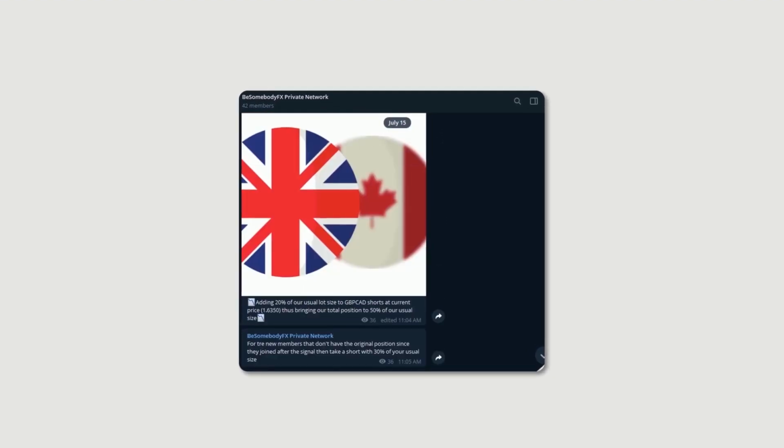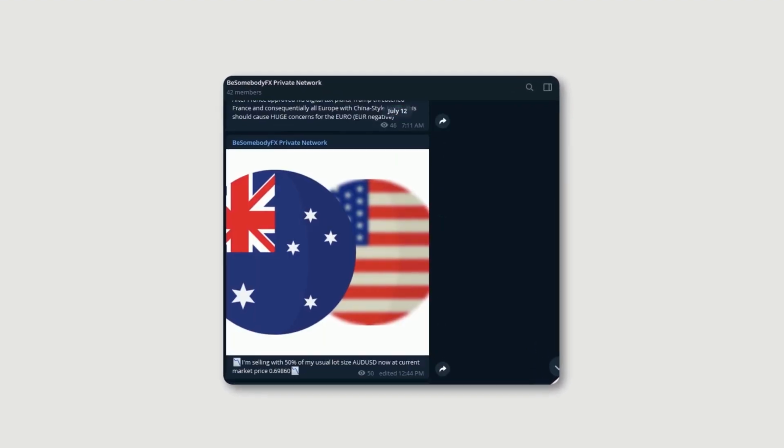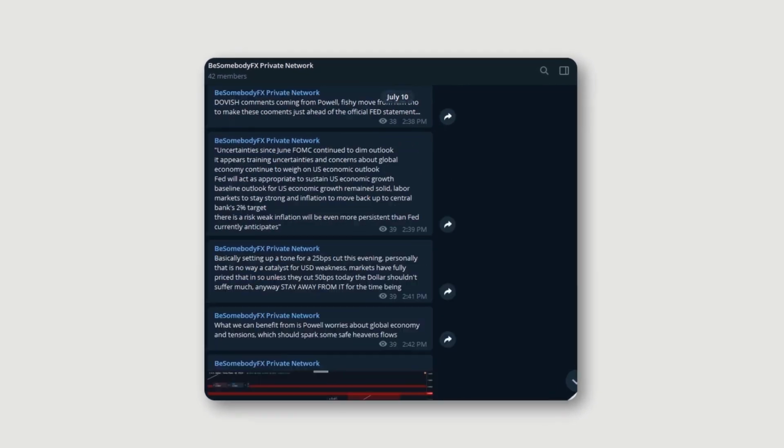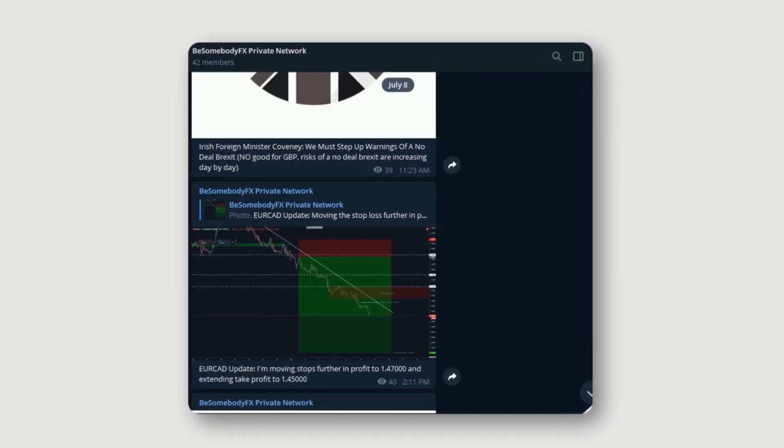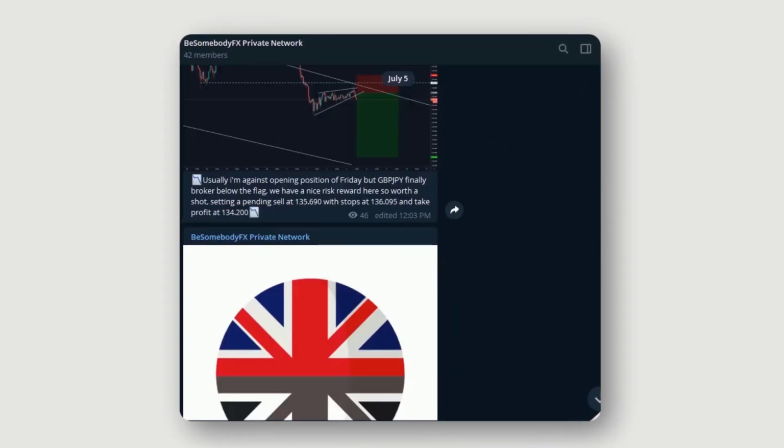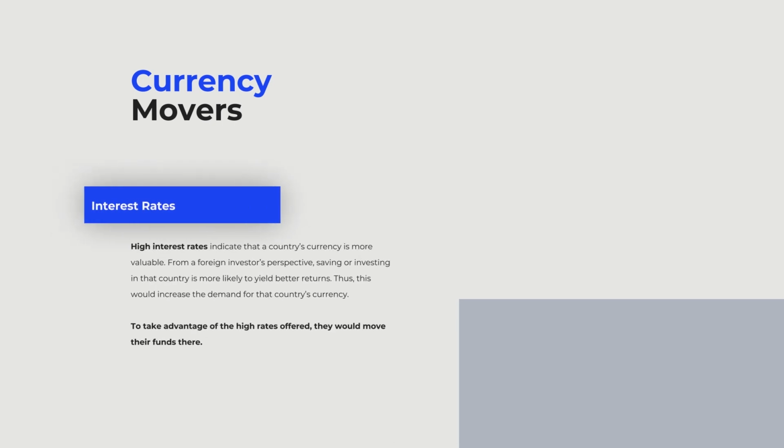We don't only highlight the best currencies to trade based on fundamental analysis, but we also explain why those currencies are being selected and which way we can expect them to move. But let's begin by looking at the biggest currency mover, which is interest rates. The reason that interest rates have such a big impact on currencies can be divided into two factors.